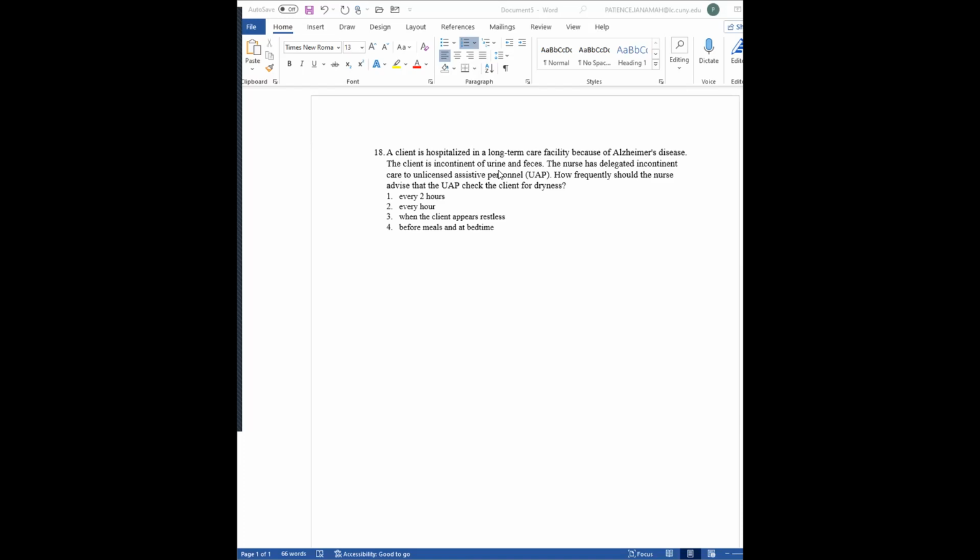You don't delegate patient care like giving medication. You can tell them to help feed a patient, that's fine. They can assist the patient with eating food, even those who have swallowing problems. They can assist the patient, cleaning them in bed, changing them, giving them a shower. So they said the nurse has delegated incontinent care to unlicensed assistive personnel. Take notice of that word if you don't know it, because you see it on the NCLEX. When you are delegating, there are people you can delegate to. How frequently should the nurse advise the unlicensed assistive personnel to check the client for dryness?